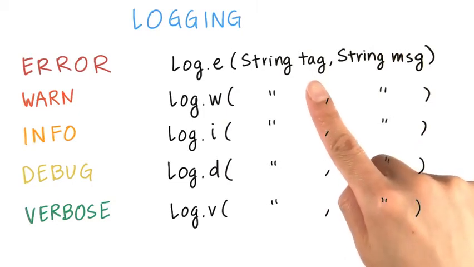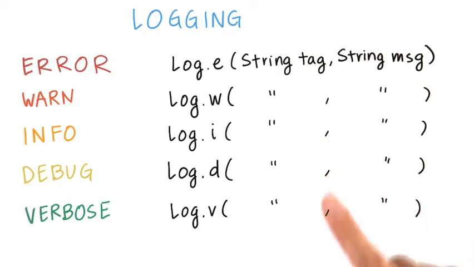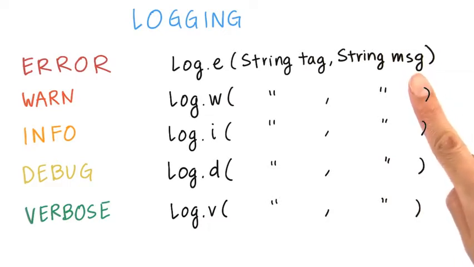The first parameter is the log tag, which can be any string that you want to identify the log message. It's good practice to define the log tag as a constant in your class. Usually it's the name of your class or the app. The second parameter is the actual log message.